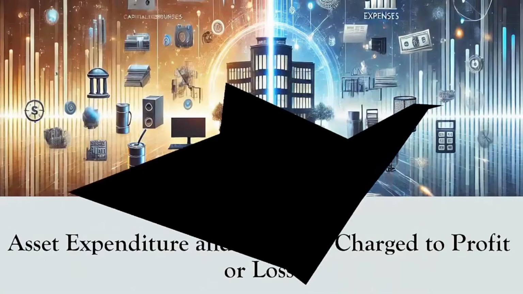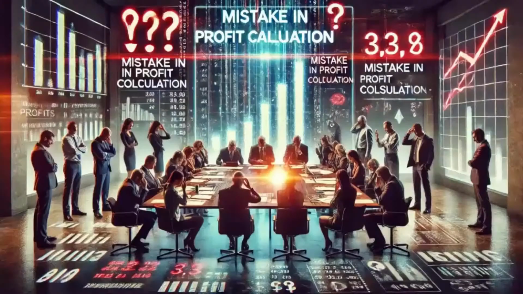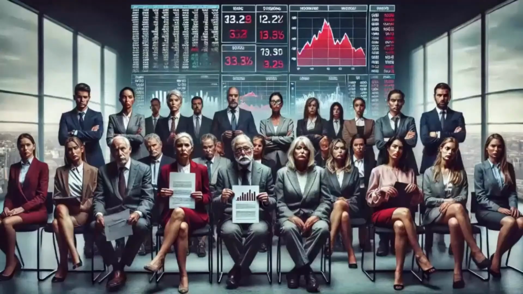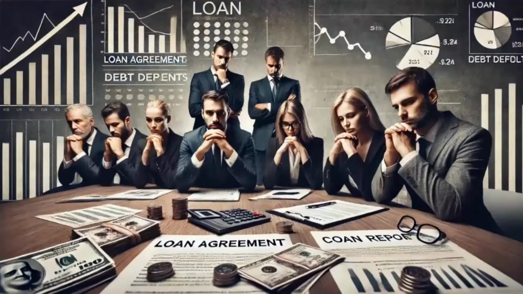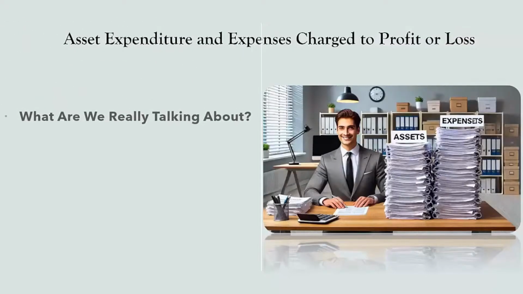The subject we're talking about today is asset expenditure versus expenses charged to profit or loss. This is a critical concept because if these two are mixed up, it can lead to incorrect profit calculations, and that could mislead not just the business, but also investors, lenders, and anyone else relying on the financial statements. What are we really talking about?